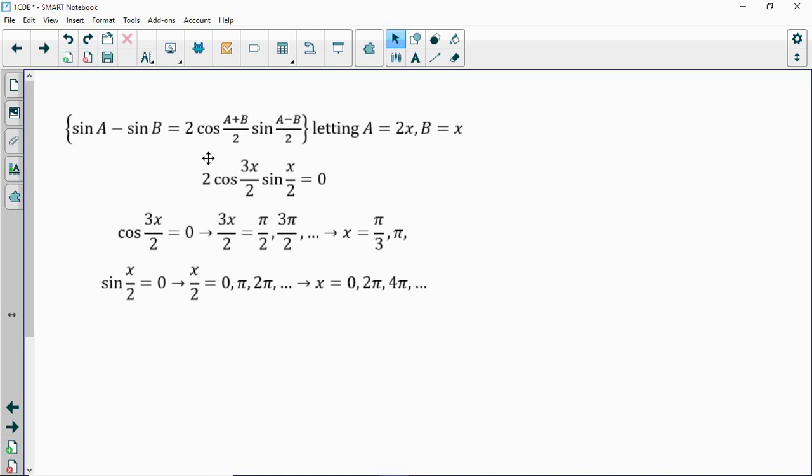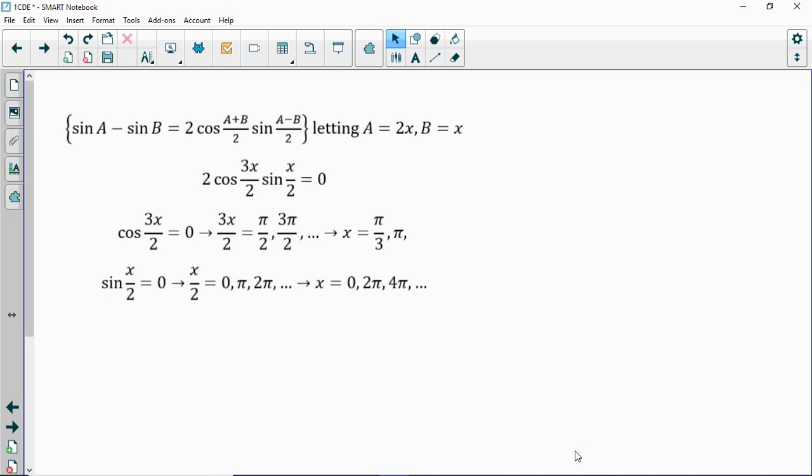So either cosine of 3x over 2 is equal to 0, in which case 3x over 2 is equal to pi over 2, or 3 pi over 2, or 5 pi over 2, etc. And that would get us these values for x. I forgot the dot, dot, dot there, but you know what I'm going for. Or sine of x over 2 is equal to 0, so then x over 2 is equal to 0, or pi, or 2 pi, which means that x is equal to 0, or 2 pi, or 4 pi, and so on. So this matches the solutions from the previous screen exactly. It's just a different way of getting at them.